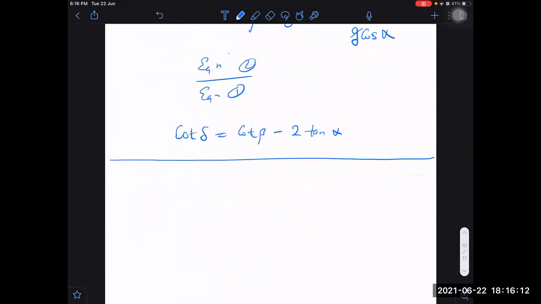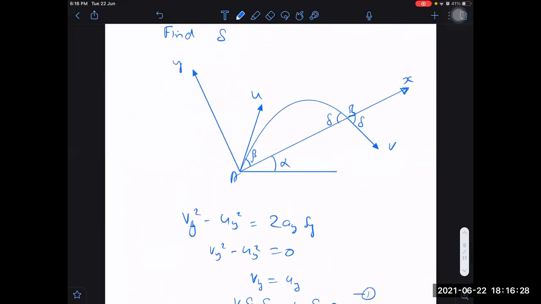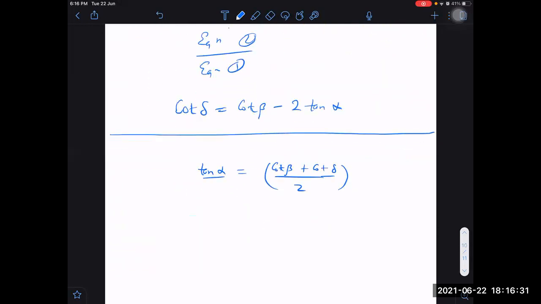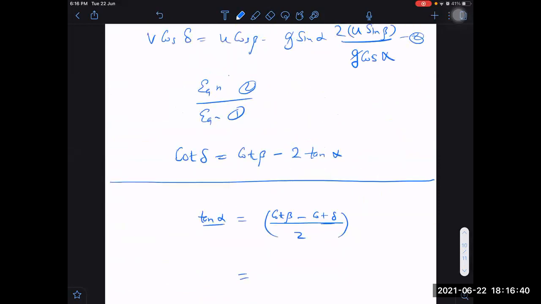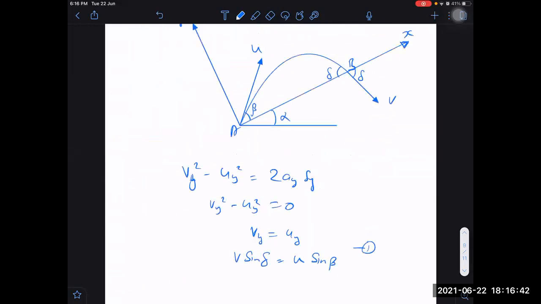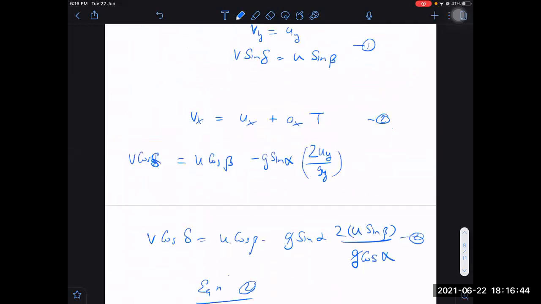I can write it as tan alpha is equal to cot beta minus cot delta divided by 2. Right. That only. Now let me write it. I can actually do it very easily.